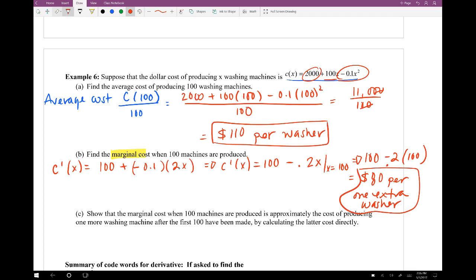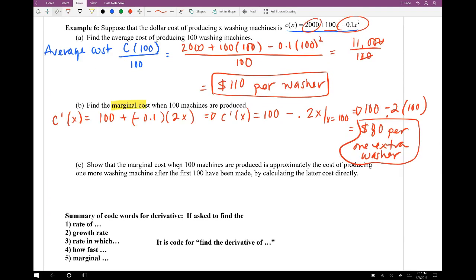Marginal cost is like, hey, how much is it going to cost you to produce one extra washer in this question, okay? So it's not the average cost. Remember, average cost means you're adding up all the costs and then dividing them by however many washers you have made. The marginal cost is, hey, what's one more going to cost me? Show the marginal cost when 100 machines are already produced. So you find that cost first, okay?